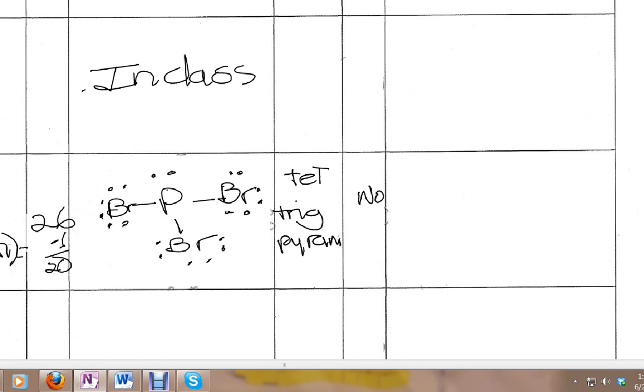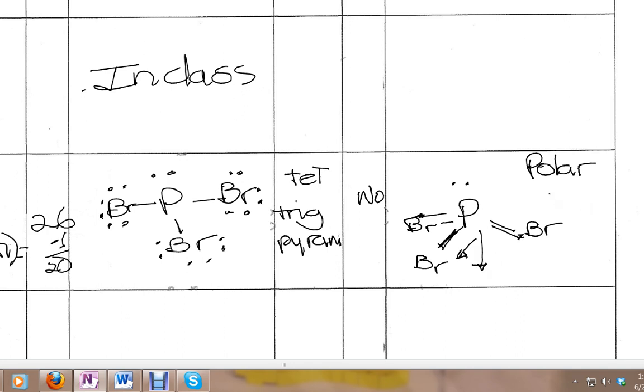Okay, so now let's do, is it polar, yes or no? Yes, because you have four domains and one of them is lone pair. So you have one different. So it's polar. Okay? So it's going to be P, the lone pair here, one of the bromines here, the other one's up front, and the other one is on the back. Okay? So that means that one goes in this direction, one in this direction, one in the other one, so the resultant goes down. So it's going to be the net dipole, the vectors.